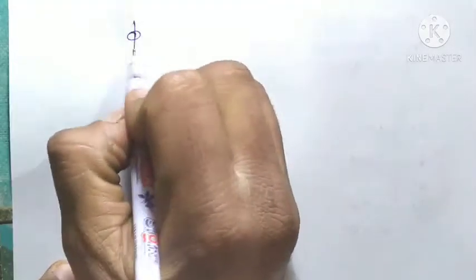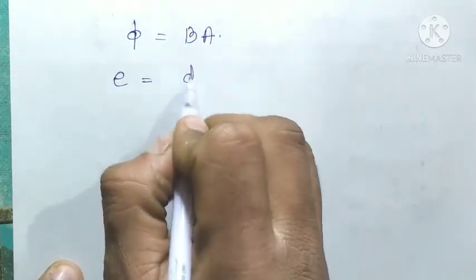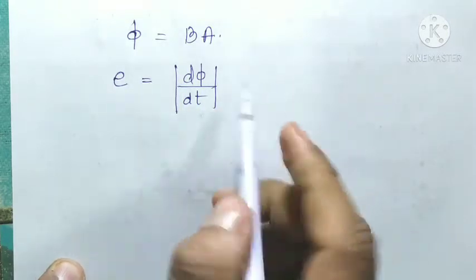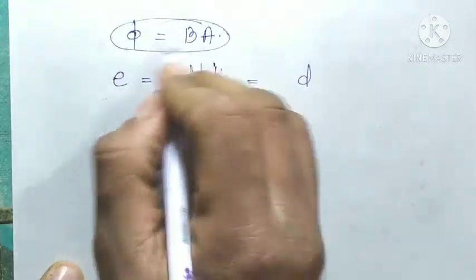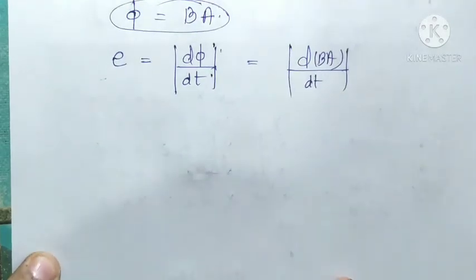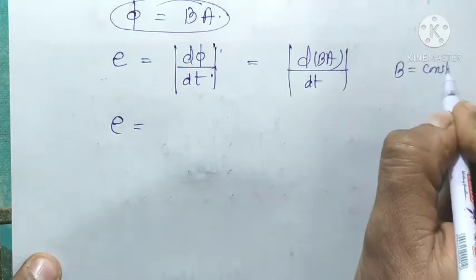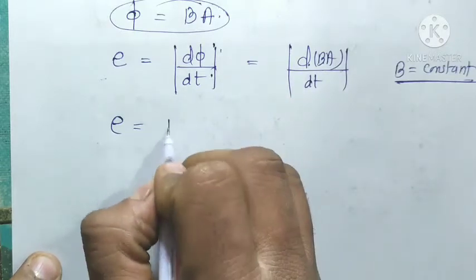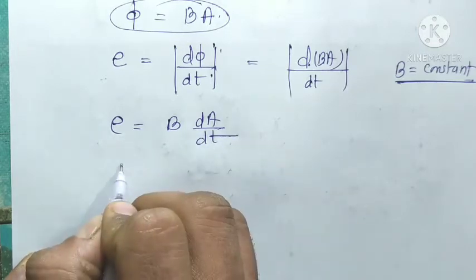So phi is equal to BA, and the induced EMF is equal to d phi upon dt, we take only the magnitude value, the rate of change of flux with respect to time. Now we put the value of phi here, B dA upon dt. The magnetic field is uniform, so it is a constant quantity and comes out of the differentiation. What is left inside is dA upon dt.